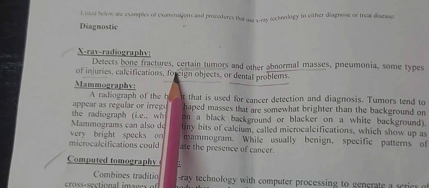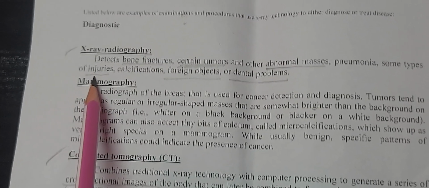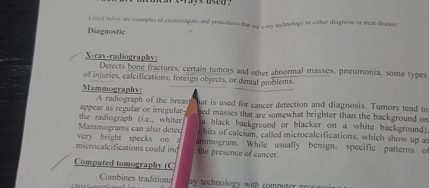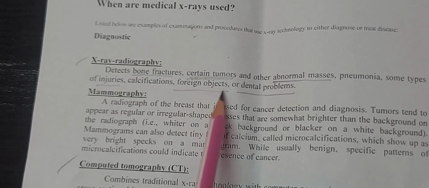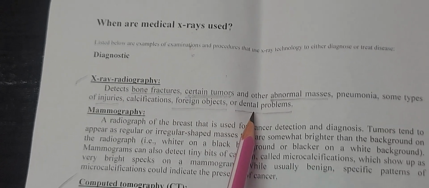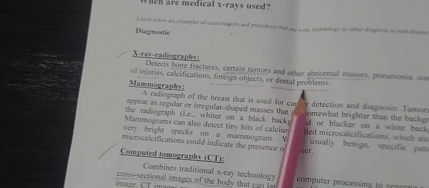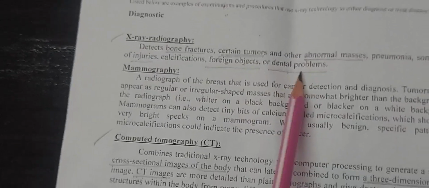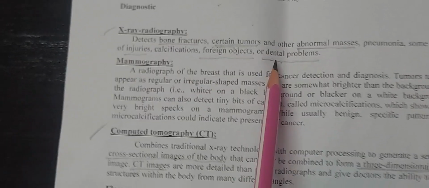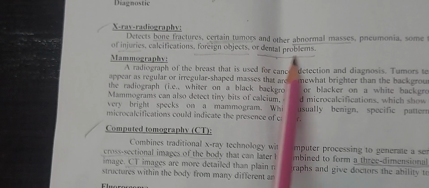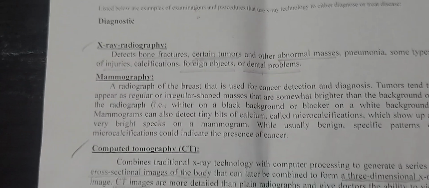And then we can detect injuries, and anything related to metal objects present in our body we can detect. It is also mainly useful in dental problems. By taking X-rays of the teeth, we can find the problems with the teeth. This is X-ray radiography.